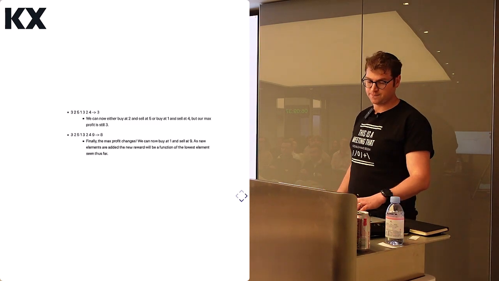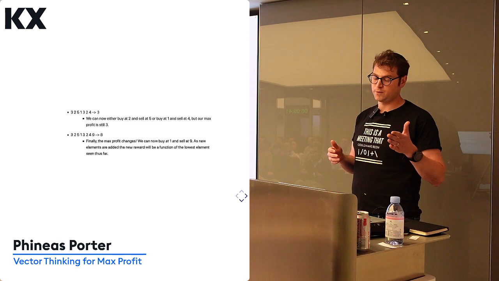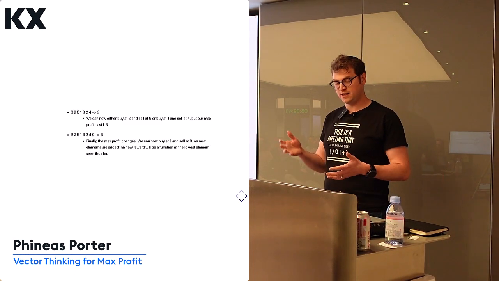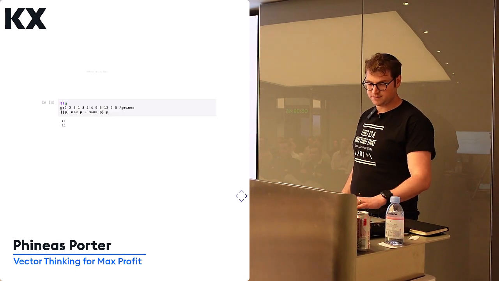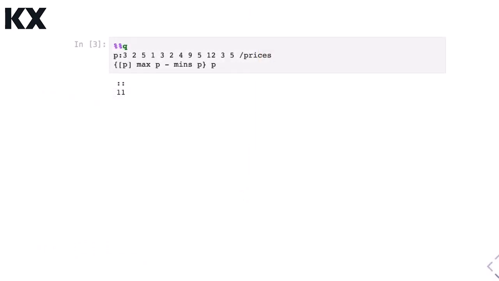The next one is we get a 9. Now suddenly we can do better because we could buy at 1 and sell at 9. So plainly that's the optimum. If we notice the pattern, we can jump to the end, and we see that the best solution for this example is 11, where we can buy at 1 and sell at 12.